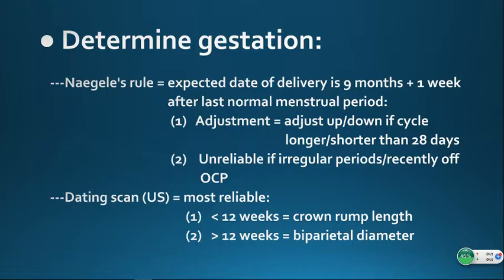And if the woman has just recently come off oral contraceptive pills, or has irregular periods, this method is not going to be reliable. So I think ideally everybody gets a dating scan, which is very reliable. Depending on the gestational age, there's 2 different parameters you will look at to date the baby. The important time in this case is 12 weeks. Before 12 weeks, you look at the crown rump length, and after 12 weeks, you look at the biparietal diameter.